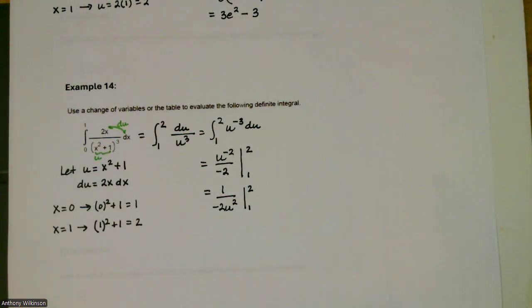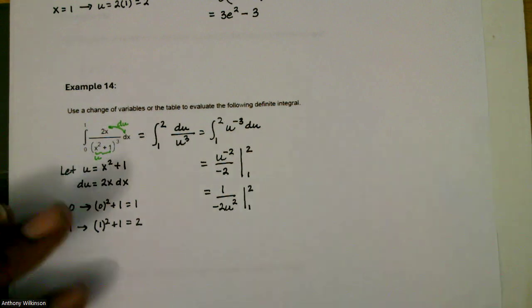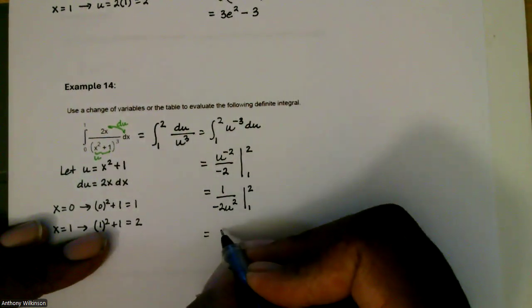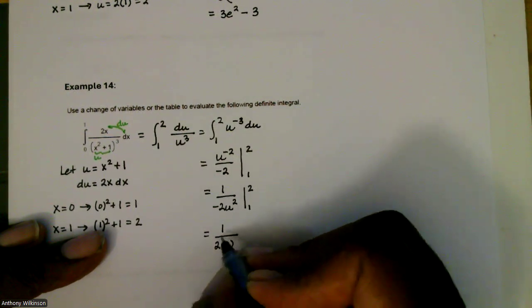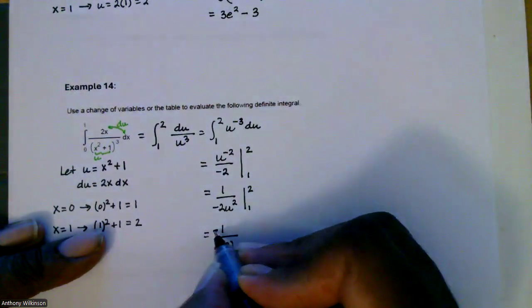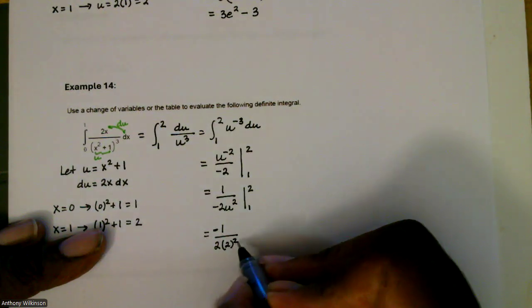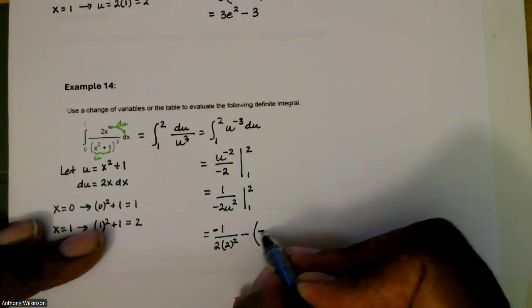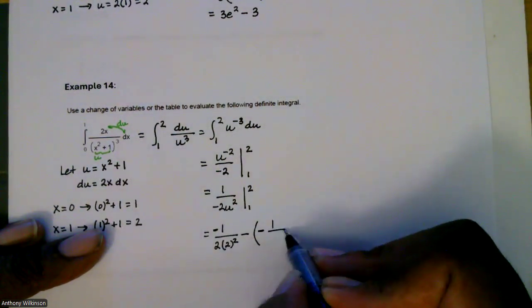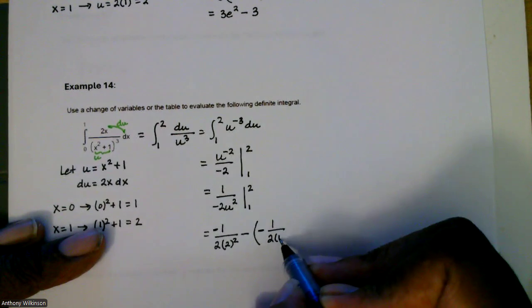So now we got the upper limit minus the lower limit here. So this will be 1 over 2 times, actually negative 1 over 2 times 2 squared, minus my lower limit, which is going to be negative 1 over 2 times 1 squared.